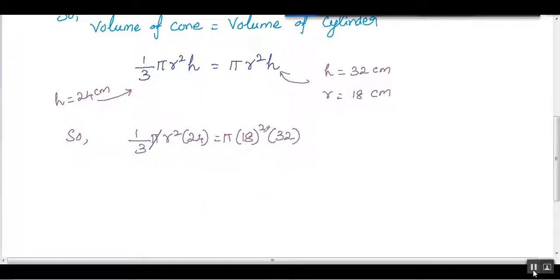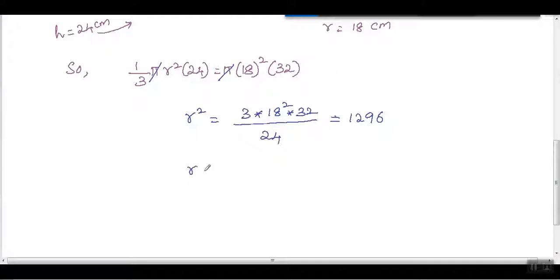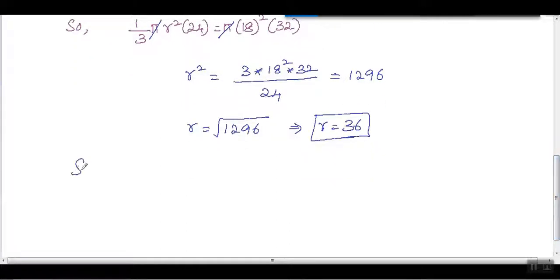See here, this pi cancels out. Then r square is equal to, this 3 goes to this side, so 3 into 18 square into 32 divided by 24. If we simplify this, we'll get 1296. So r square is equal to 1296. To find r, just take the square root of that, which is 36. So the radius of the conical heap is 36 centimeter.